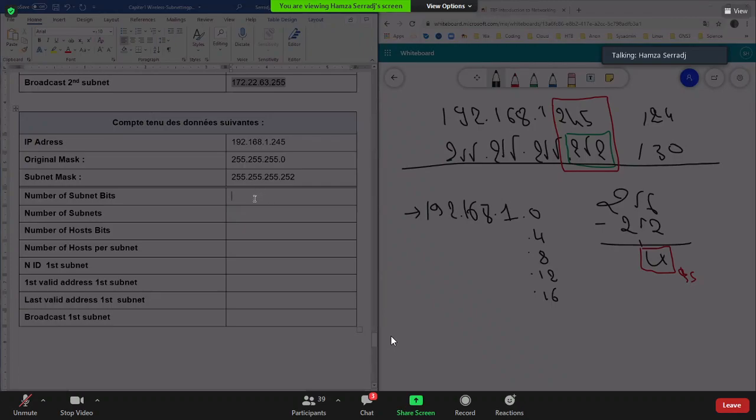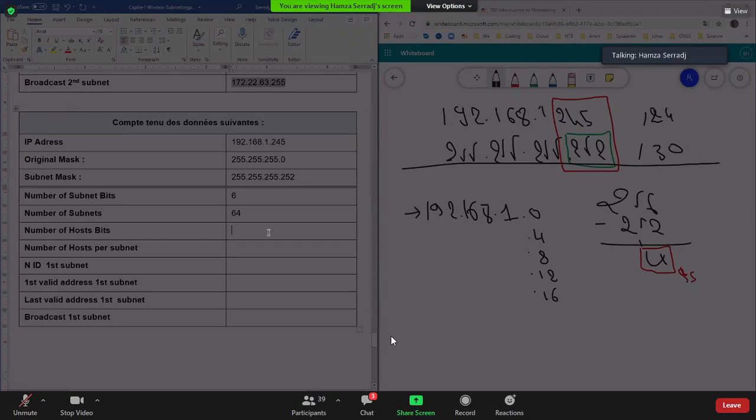All right, let's answer. Number of subnet bits. Number of subnet bits is 6. We said that we have 6 bits, right? How many subnets could I have? 2 power 6, that's going to give me 64. Number of host bits.